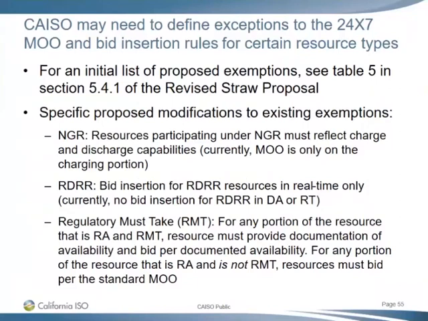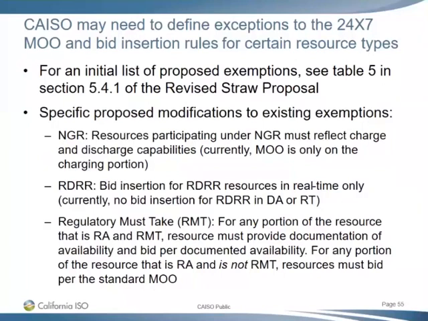The first being for NGR, we proposed that their must-offer obligation should reflect the charge and discharge capabilities of the resource. So the bids that we have reflect the full capability of the resource. We also proposed a change for RDRRs to have bid insertion in the real-time market only. RDRR resources are not required to participate in the day ahead, but they must submit real-time bids that are 95 to 100% of our bid cap, and then they're only used by the market if the CAISO declares a warning or an emergency.